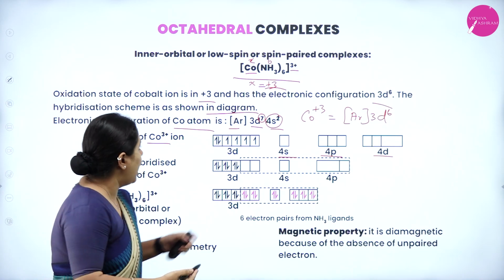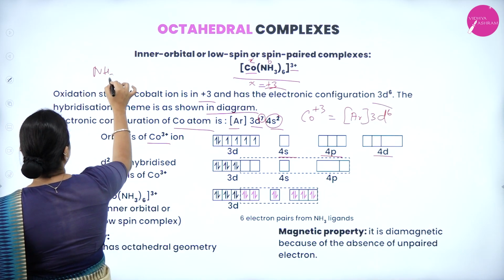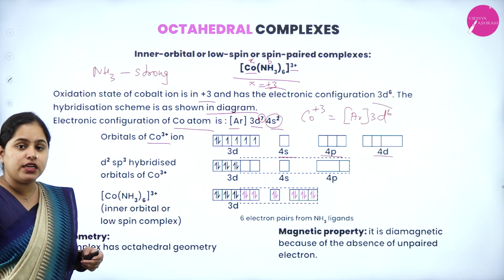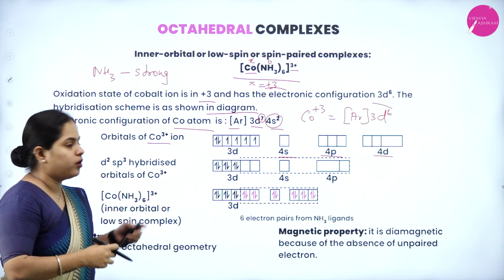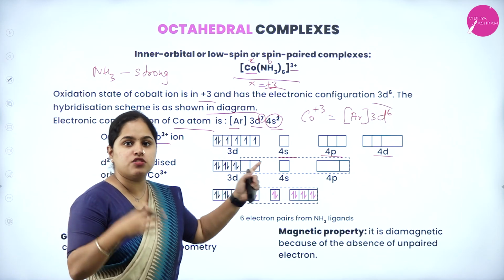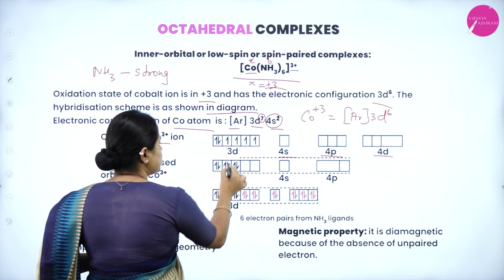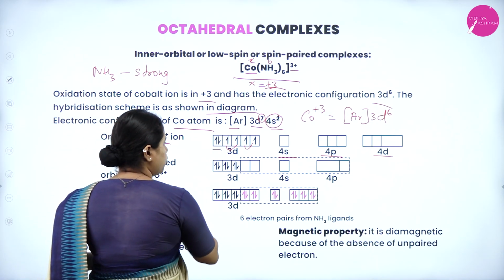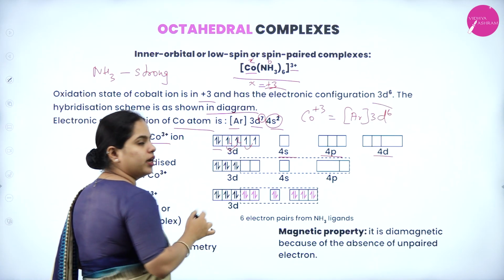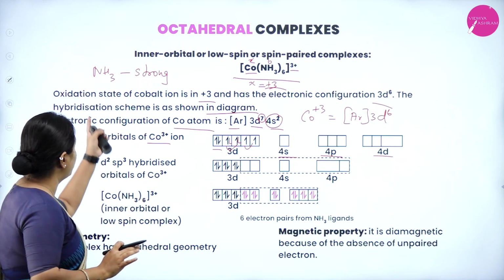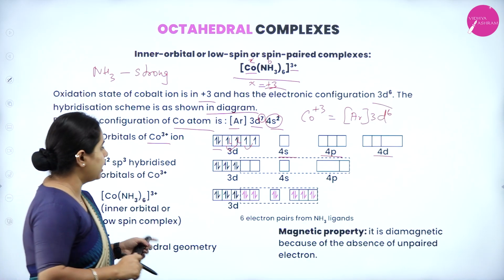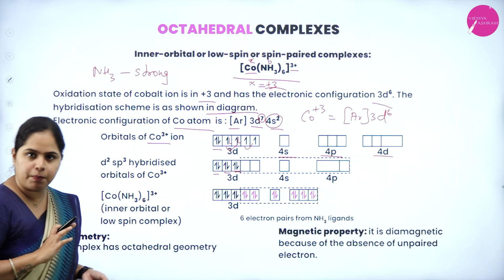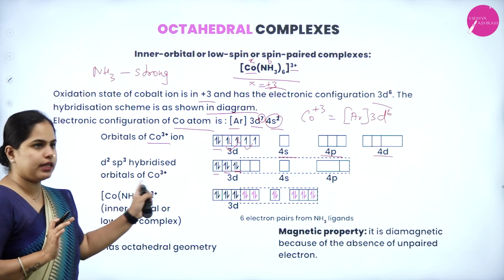What happens is, as amine is a strong ligand, when it is approaching near the cobalt, these electrons will start pairing up. These two will pair up, these two will pair up. Already 1, 2 are here, now 2 here and 2 here will be pairing up because your amine is a strong ligand, right? So what will happen now? You will get 1, 2, 3, 4, 5, 6. All of them are paired. I hope it is clear, till there it is clear.